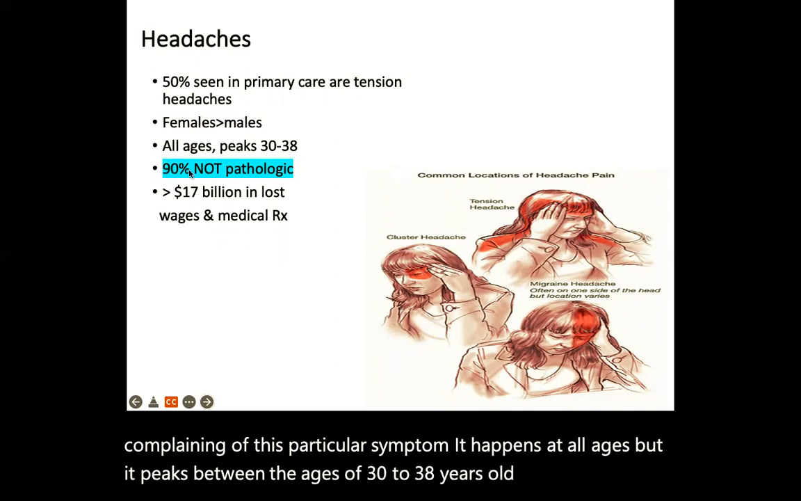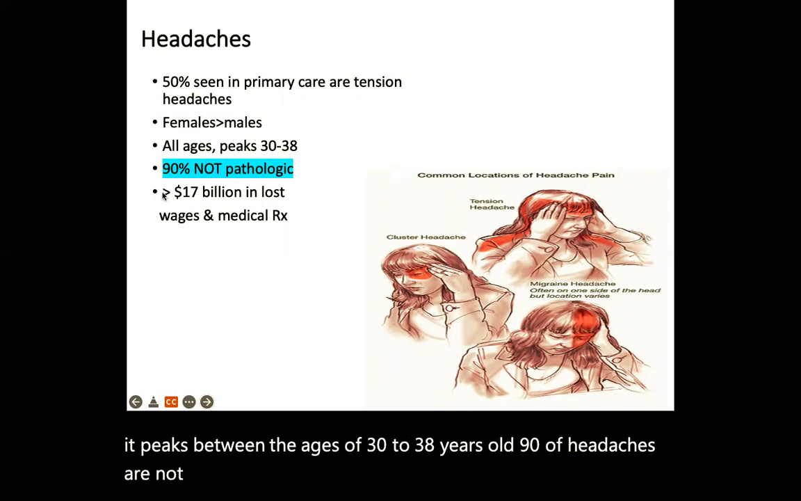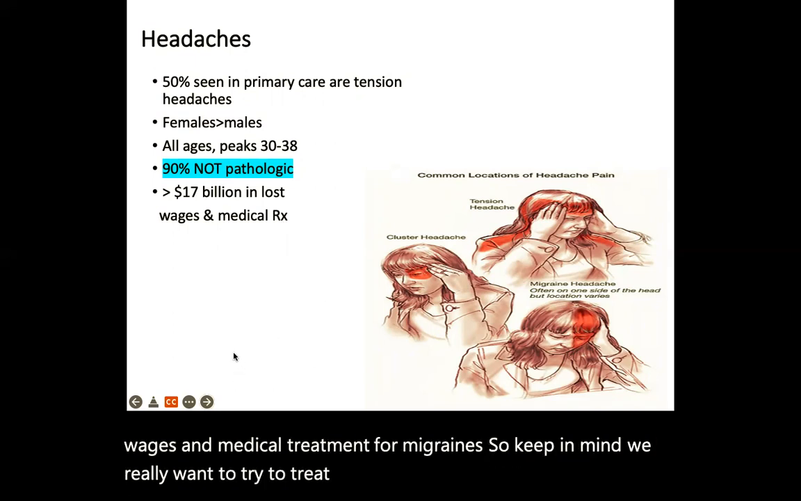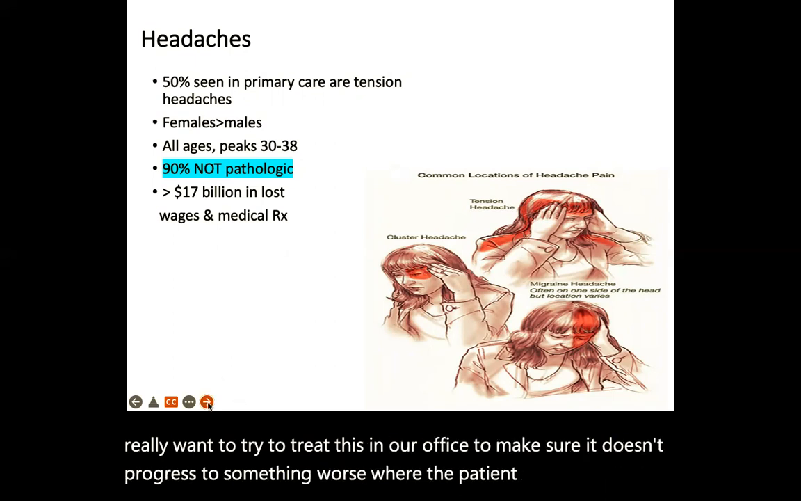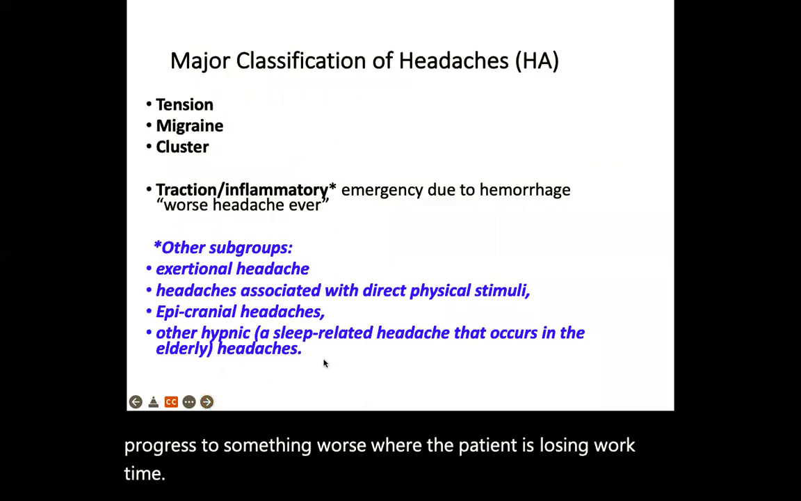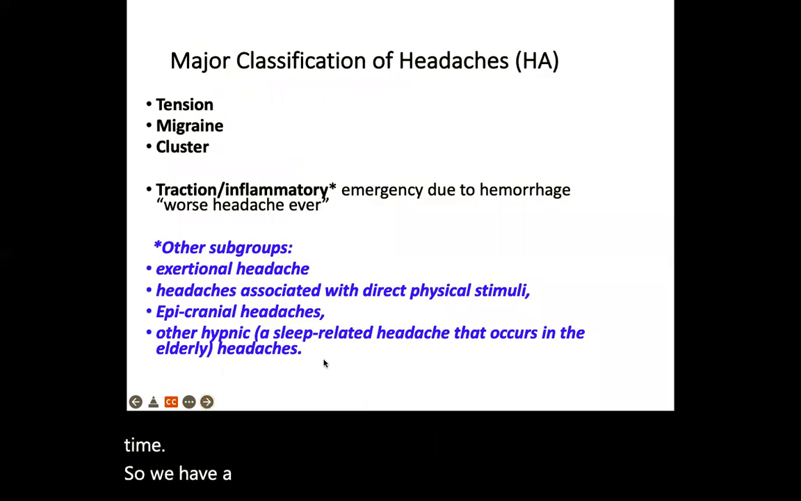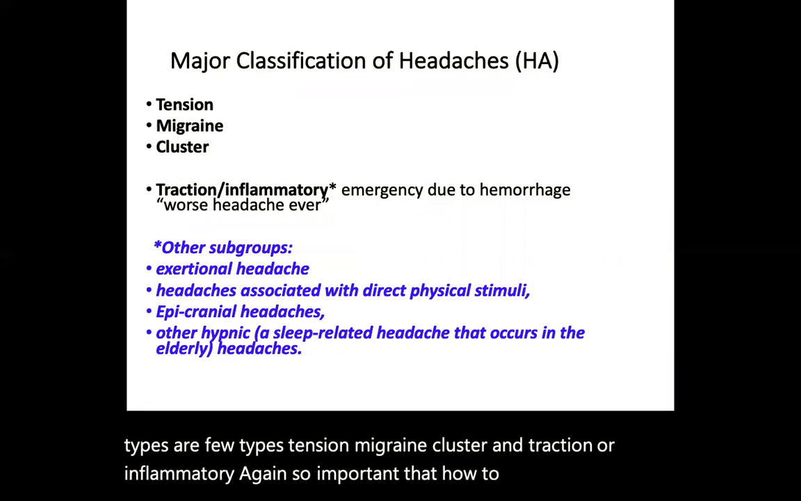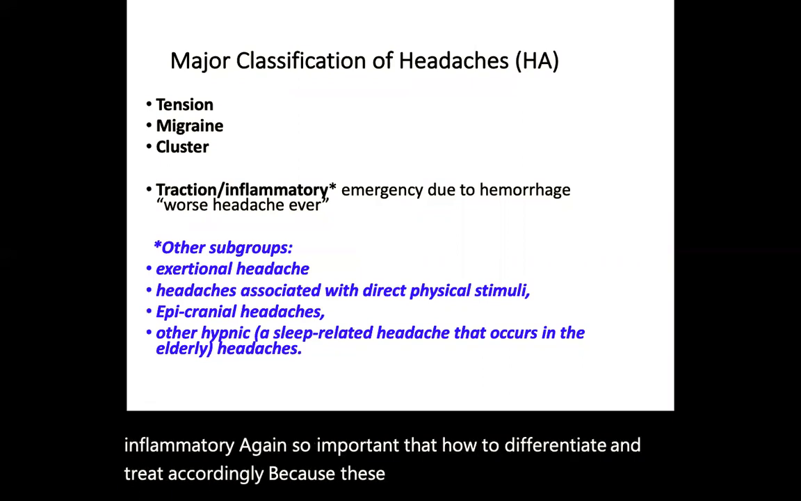90% of headaches are not pathologic. And there's over a $17 billion cost in loss of wages and medical treatment for migraines. So keep in mind, we really want to try to treat this in our office to make sure it doesn't progress to something worse where the patient is losing work time. So we have a major classification of headaches. We have a few types: tension, migraine, cluster, and traction or inflammatory. Again, it's so important that you know how to differentiate and treat accordingly, because these questions definitely come up on the boards.